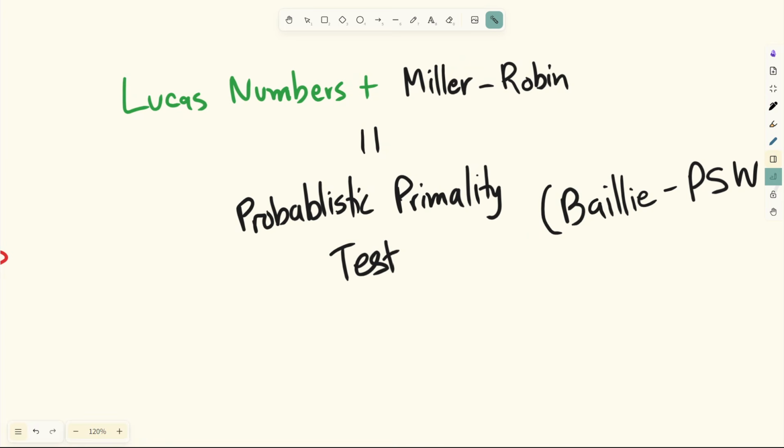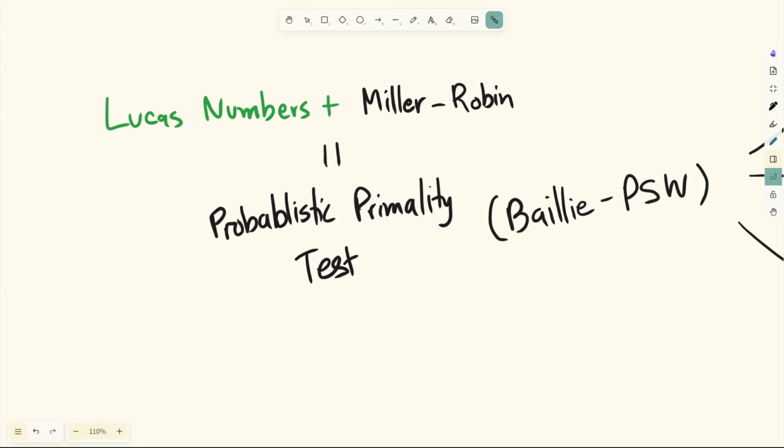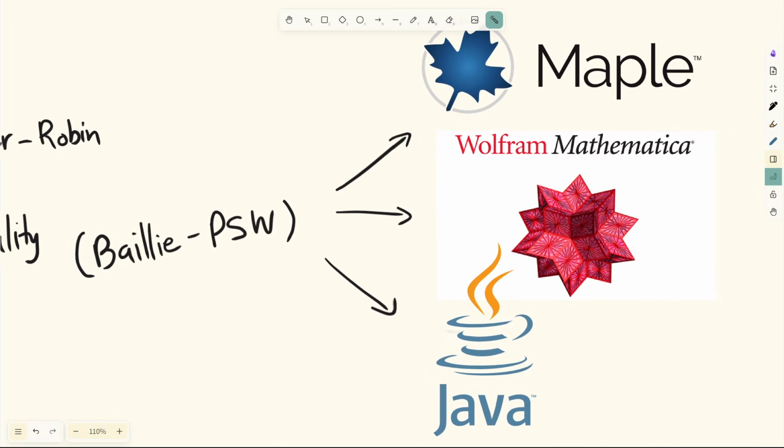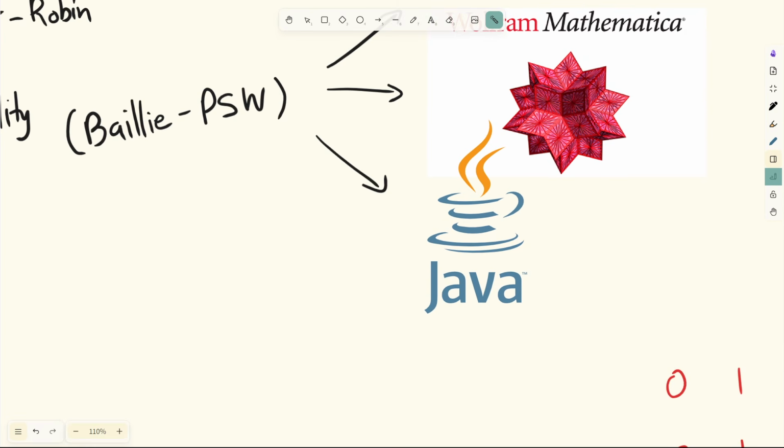When you combine Lucas numbers with what is called the Miller-Rabin primality test, you get a probabilistic primality test, which has no counterexample. So a probabilistic primality test is a test that likely tells you whether a number is prime or not. And for all the numbers we've checked, it exactly tells us whether it is prime or not. But we haven't proven that that is true for all numbers. It's so useful that it is used in software like Maple, Mathematica, and Java. Okay. So Lucas numbers, really cool.